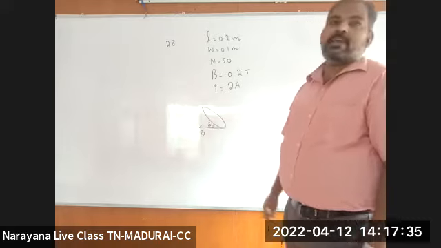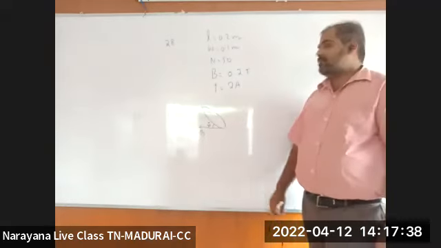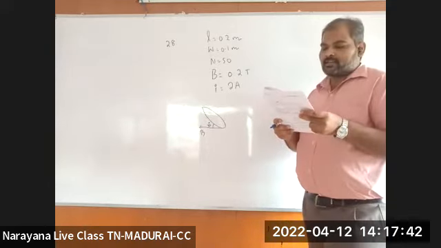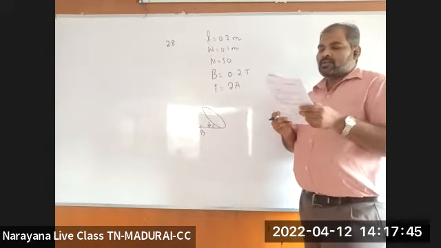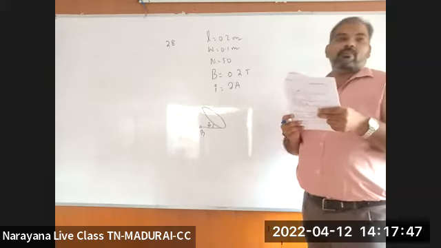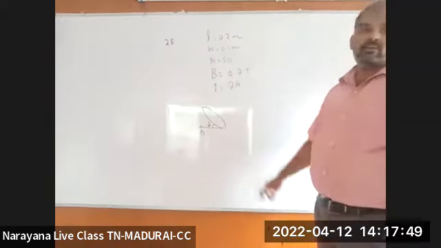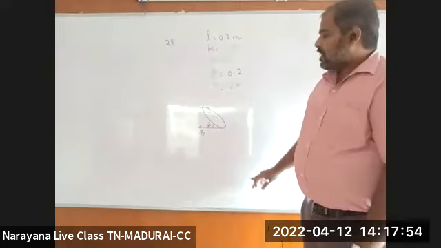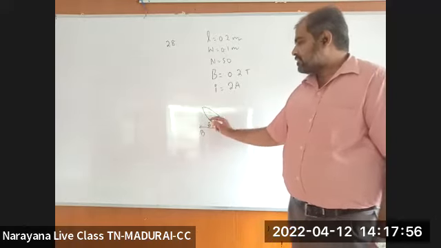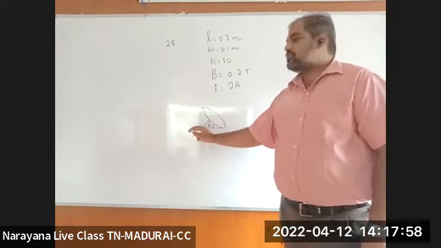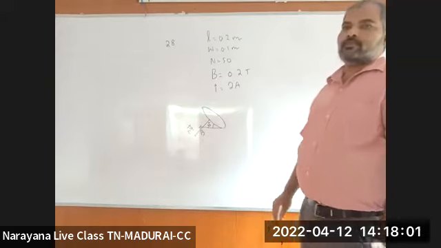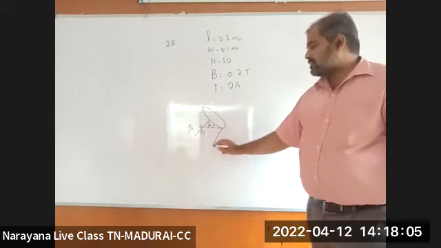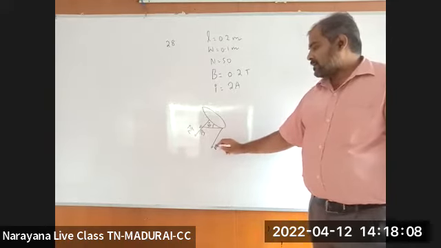Angle between the plane of the coil and the direction of the magnetic field, how many degrees? 30 degrees. Then he's asking the torque required to keep the coil in stable equilibrium. How much torque is acting on the coil here, students? If you drop a perpendicular line, this is the direction of the magnetic moment, correct? So I will draw it here.